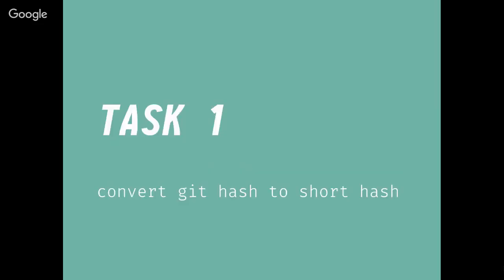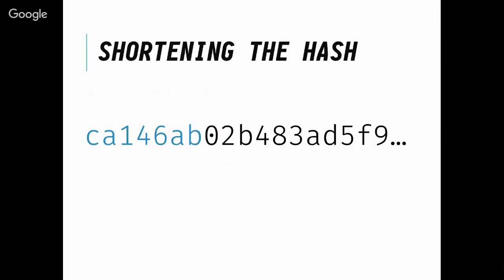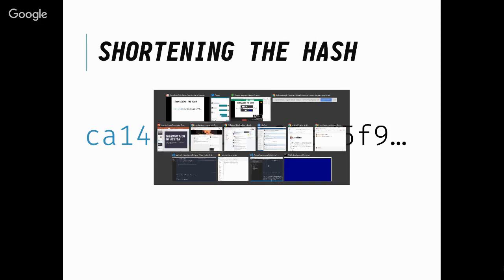But let's start with something really simple, and that's converting the Git hash to a short hash. So here is how it looks. Here is a hash that's normally quite long, and for our version, we want to shorten it to just the first 7 letters. So we want to write some tests for that. So let's switch to code.